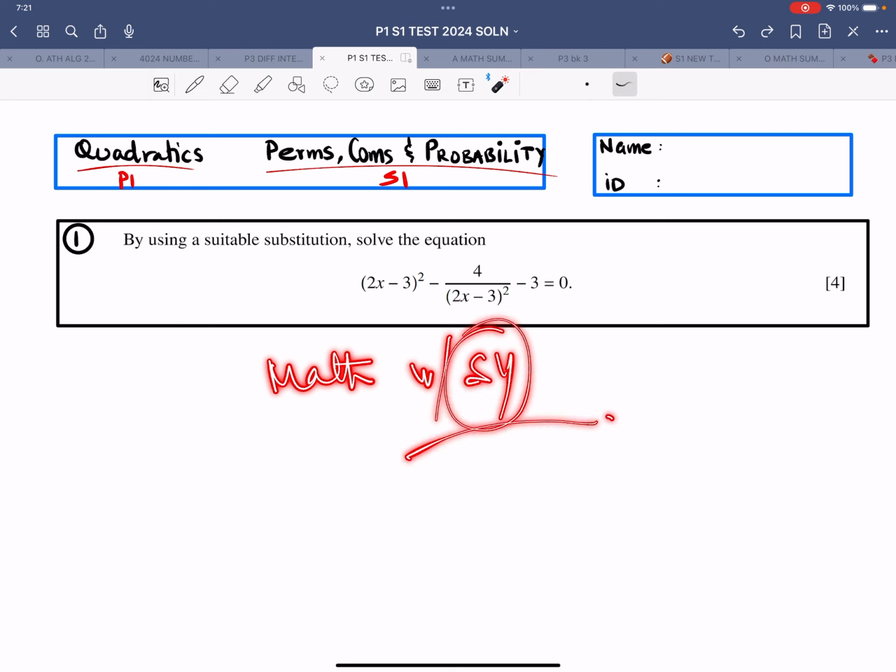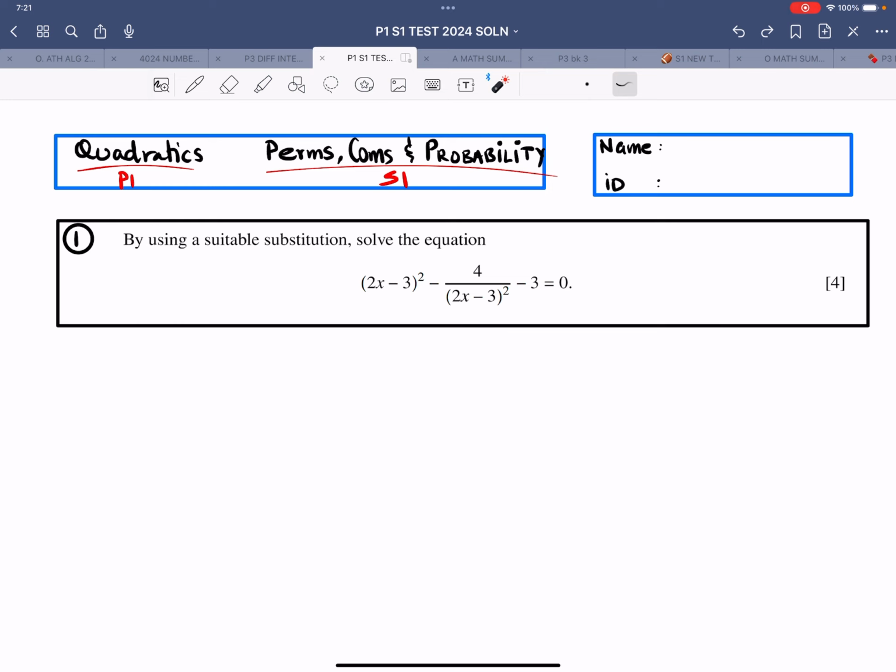Now, in today's video, I'll be focusing on this test. The test is about quadratics, permutations and combinations, and some basic probability. In the first part of the video, I'll be focusing on quadratics. So let's get started with that.